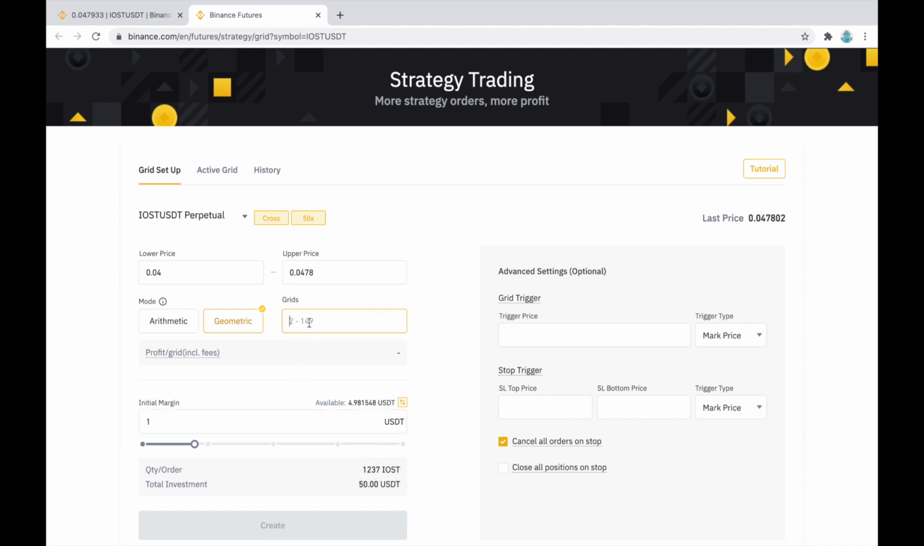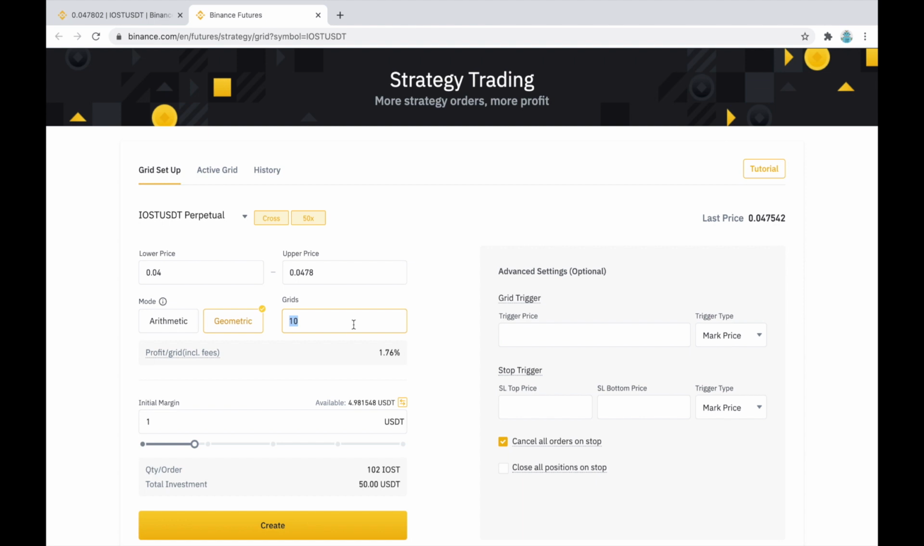Now I can enter the number of grids I want, and my order size will be split. This value shows the number of IOST contracts I will buy per grid. And when I split the range between my upper price and lower price by 10 grids, I will end up with 1.76% of spacing per grid. You must remember what I had shown you before. Each grid may be potentially an open position, and each position may end up having an unrealized P&L.